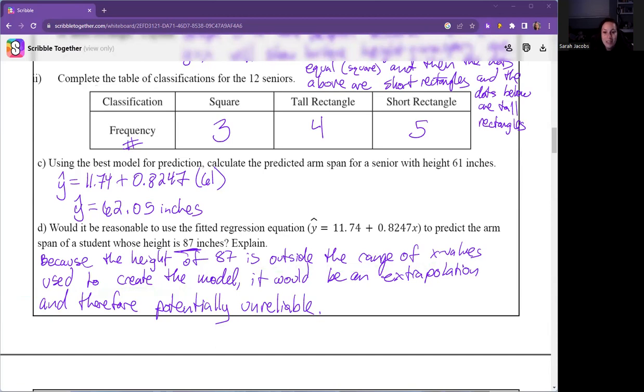Again, 87's kind of close. Like, that's a super tall person, but it's within the range. It's not 187. It's not 4. So it's kind of a judgment call. It is definitely an extrapolation, and you probably don't want to use this model just because of that. But realistically, this model might not be that terrible.